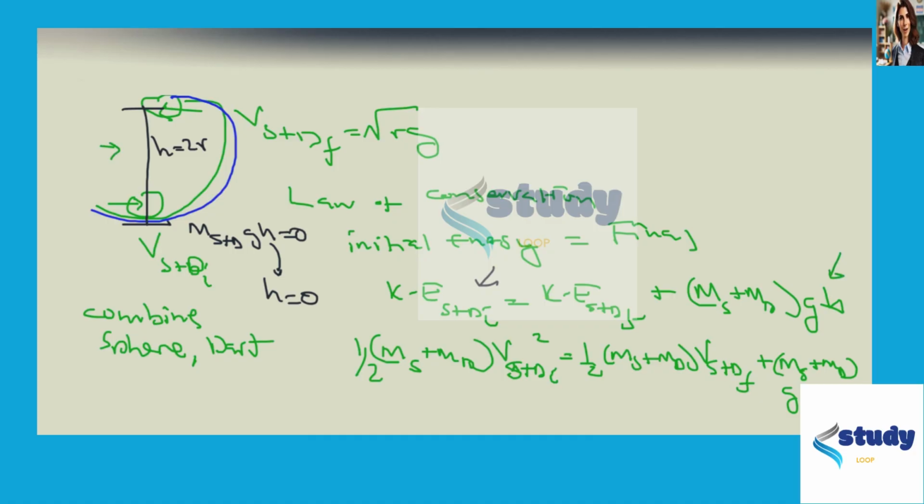This is going to simplify our problem because those masses will cancel out. And so we're left with, we can multiply everything by 2. These cancel, that cancels. So the initial velocity of the sphere and the dart squared is given by the final velocity of the sphere and the dart squared, plus 4gr.